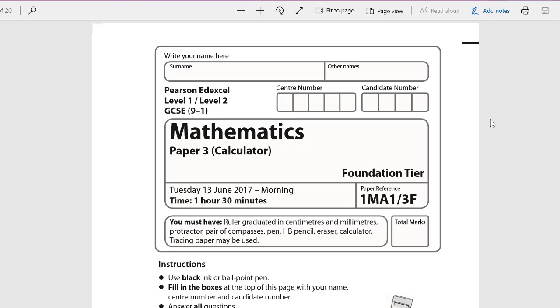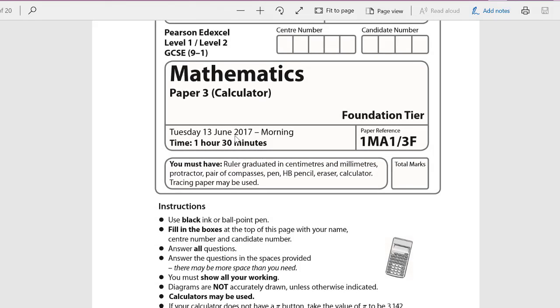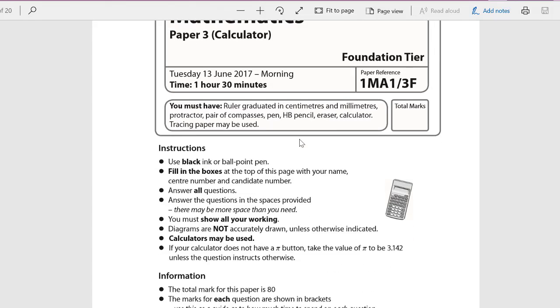Right, so we begin the Pearson's Edexcel GCSE Mathematics Paper 3 Calculator Foundation Exam from 2017 summer.